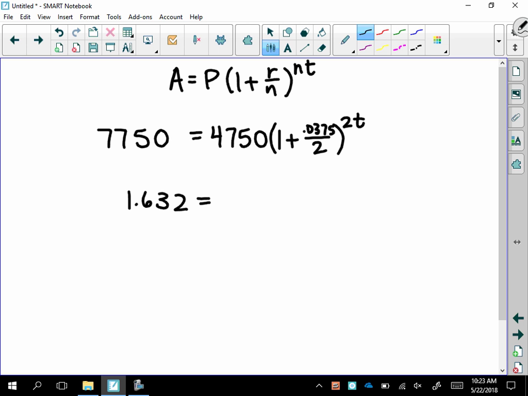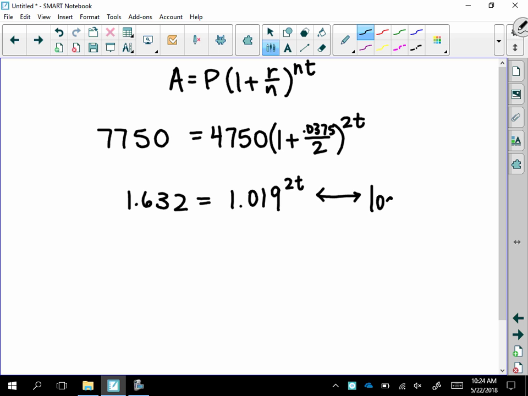1.632. All right, and that equals, inside parentheses, we have 1 plus 0.0375 divided by 2. And what does that become? 0.19. Right, to the 2t. And then now what we've done is we've gotten it in its exponential form. So then we can convert it over to logarithmic form.